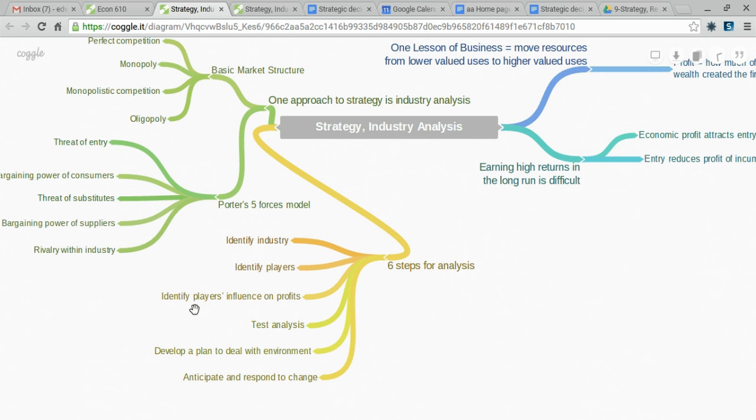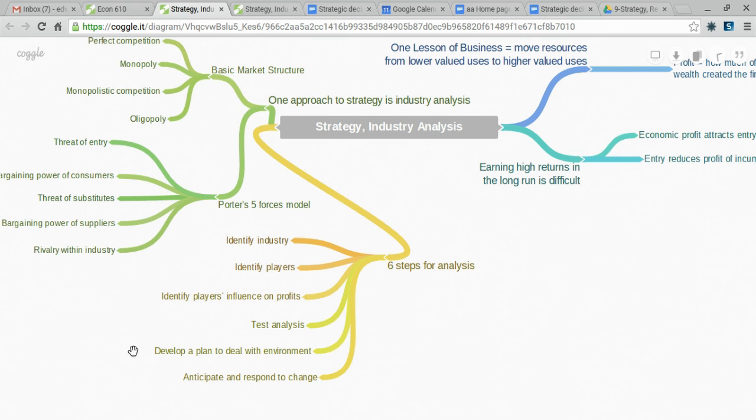Then identify the players' influence on those profits. A really good analysis would test itself. If you think that the bargaining power of suppliers, for example, is high, and therefore that's going to make profits harder to come by, you might want to test somehow the bargaining power of suppliers to see if your hypothesis is correct.